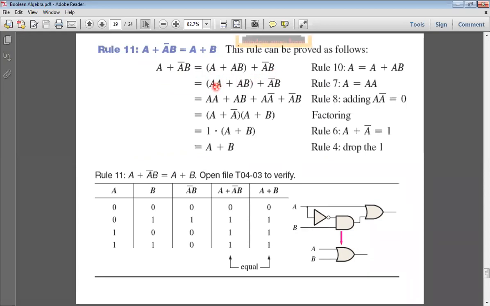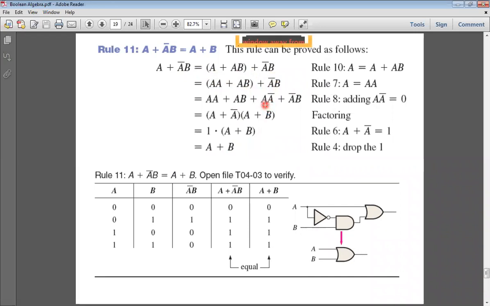Now this A can be written like A dot A. A dot A gives us A plus AB plus A bar B. Just we are manipulating all these things to arrive at A plus B. So this is the second step. In the rule 7, what rule 7 says? A dot A gives us A. So this A is written like AA plus AB, and this comes as it is. This comes all along up to this step. AA plus AB, and we are removing these brackets.